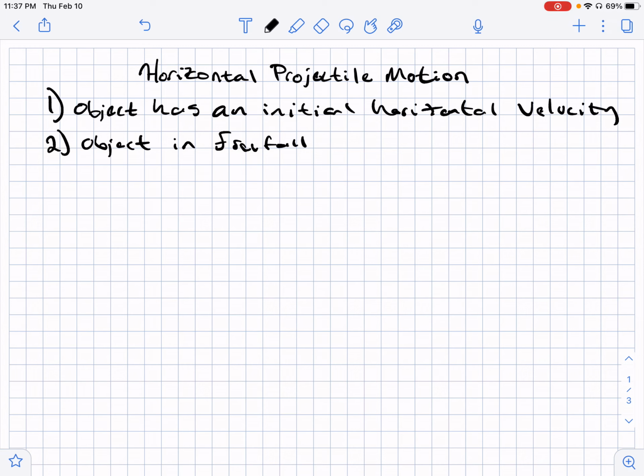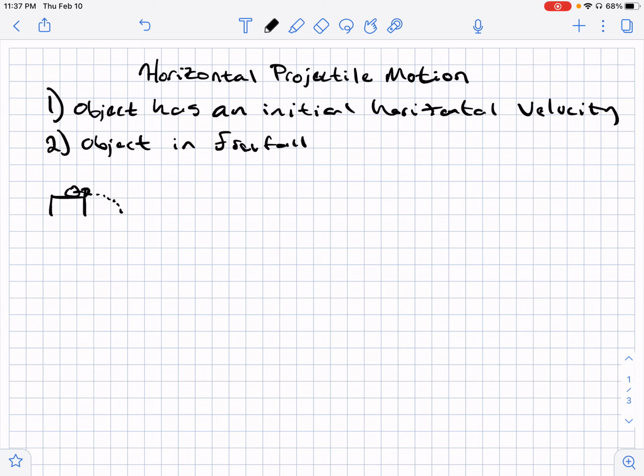An example of this is, let's say I have a table and there's a ball that's rolling, so it's initially moving horizontally, and then it rolls off the table, and then it's going to be in free fall after that. So that's a horizontal projectile motion.